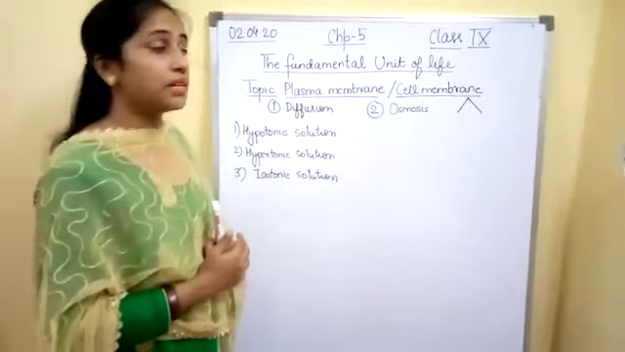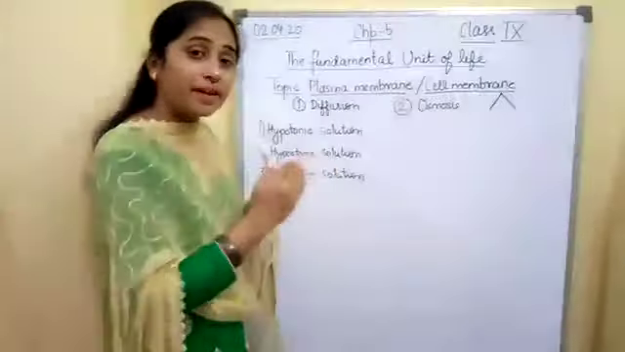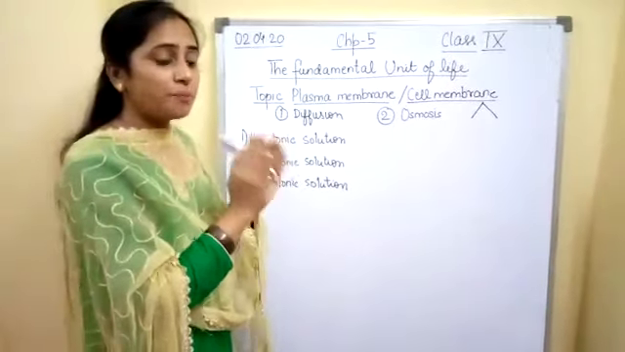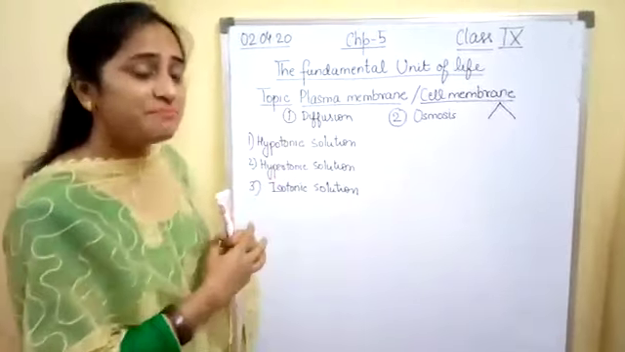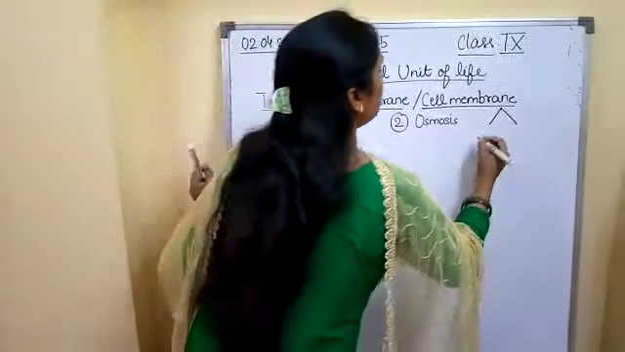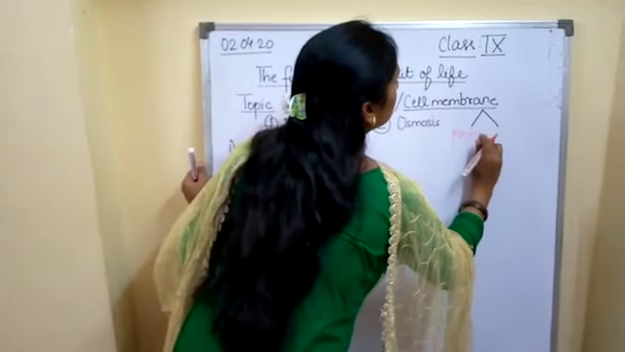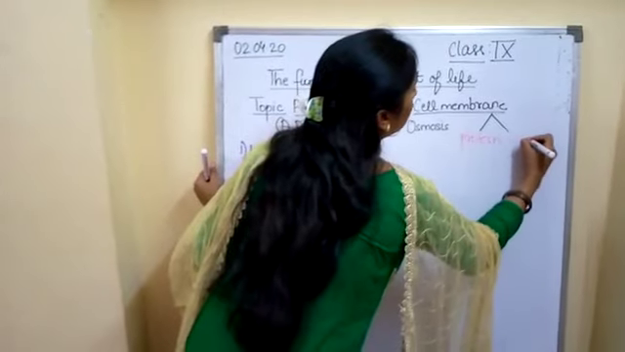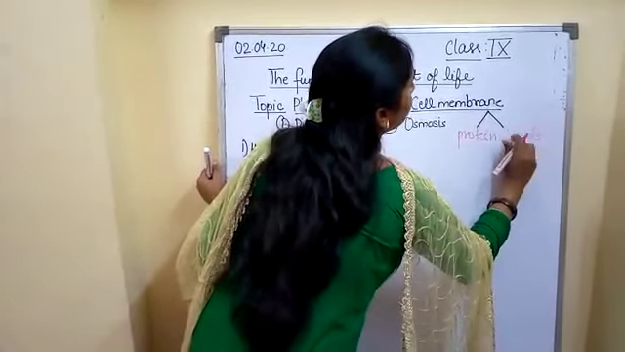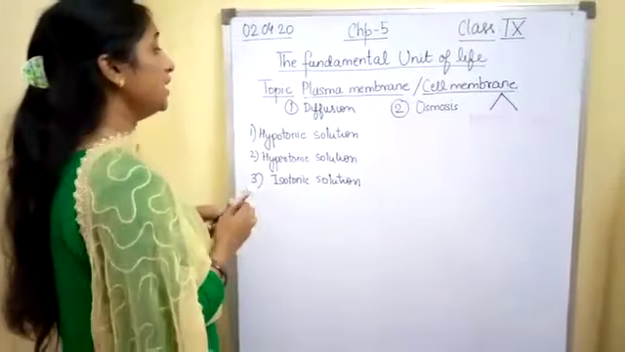What is plasma membrane? Plasma membrane is the outermost covering of the cell which separates the substances inside the cell from the external environment. So these cell membrane are made up of proteins and lipids. Okay, so cell membrane is made up of protein and lipids.